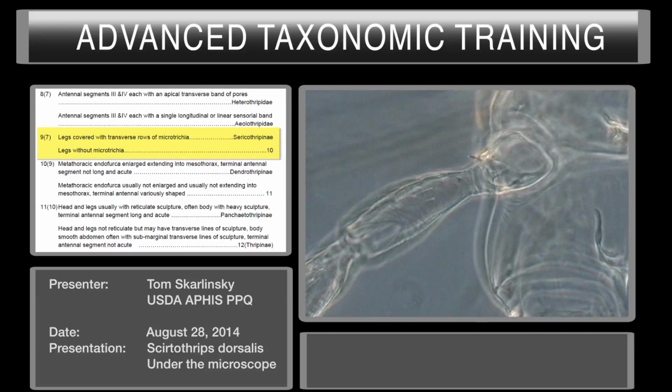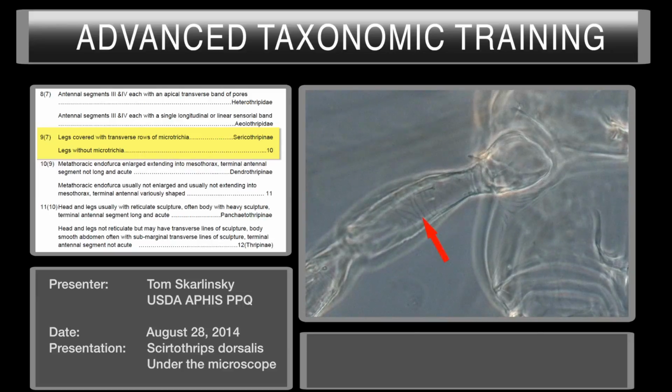We do have some lines of sculpture, transverse lines of sculpture. You could almost say there's a little reticulation going on there, but not particularly. But there's not any fine hairs going from this direction to this direction at all.